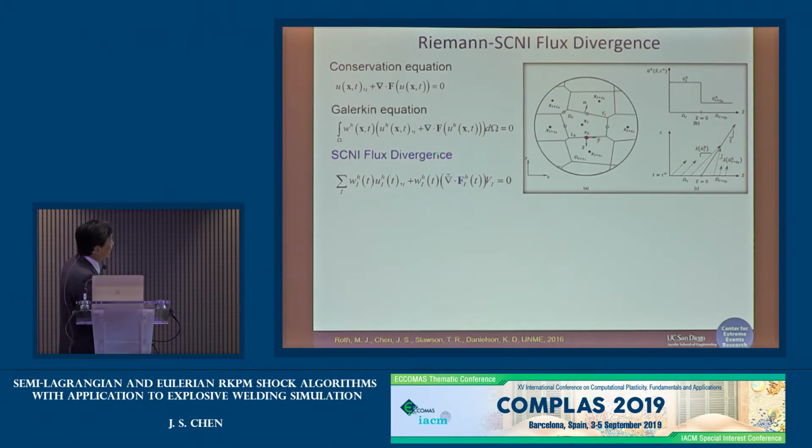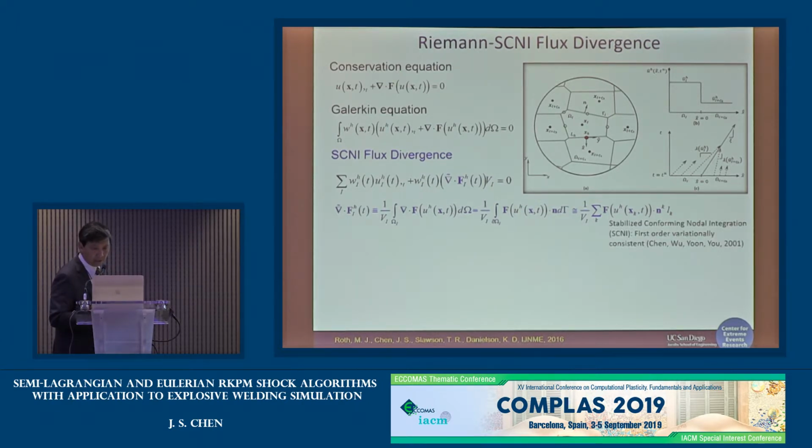So instead of taking a direct evaluation of the divergence of the flux, here we take the smooth one, and this is defined for a given point I by the boundary integral of this given point I. Okay, and so this comes back to the earlier work, the stabilized conforming nodal integration. We use this approach for two reasons. One is that if these boundary integration cells are conforming, then you can show that this approach with nodal integration and the divergence computed this way will give you the first order variational consistency.